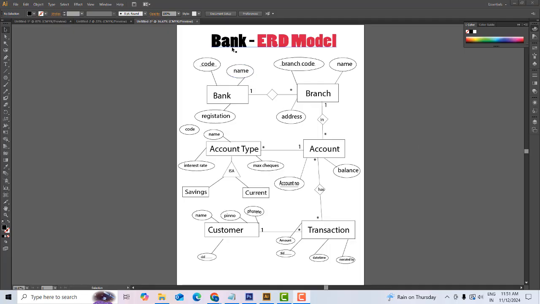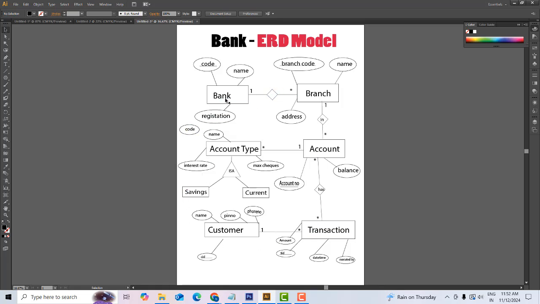Today I'm going to teach the banking ERD model. Before you build the banking application software, you need an ER diagram. This is a must. It tells the path of the banking application. Okay, this is a simple application.